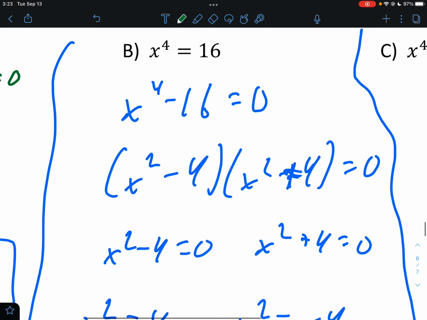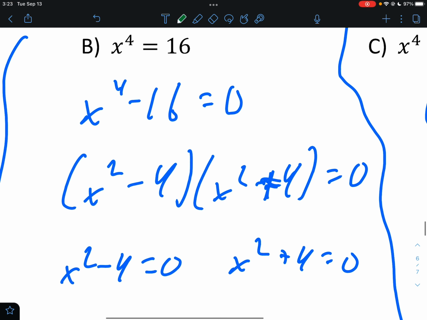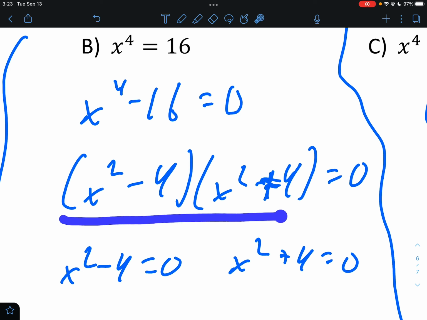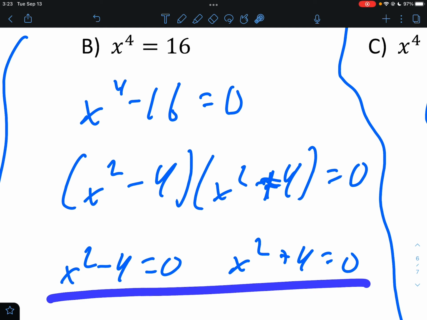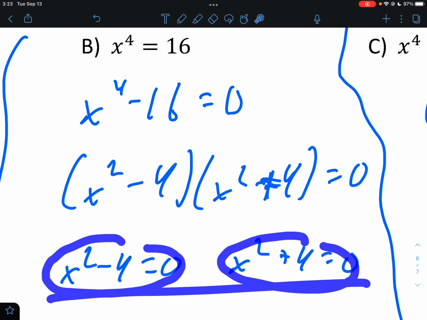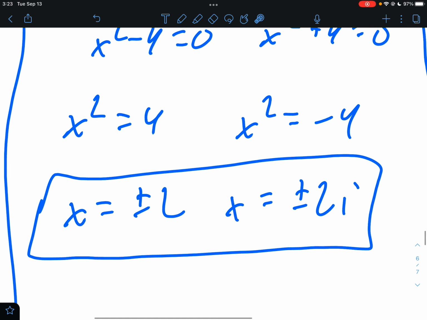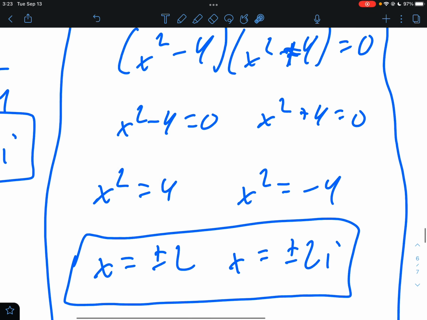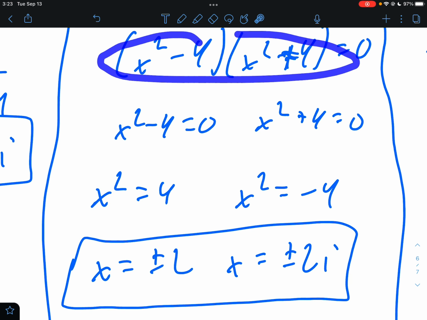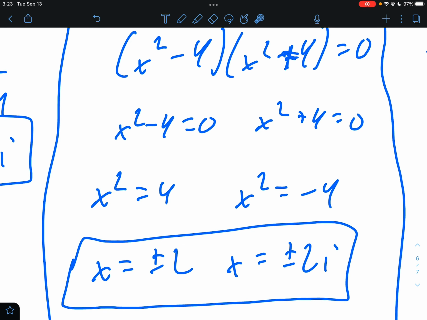The second one, we're going to start by bringing the 16 over and then factoring it in the real number system, and then setting each piece equal to 0. Now you could keep factoring both these if you want, or you can use square root method like I used here. So add 4, subtract 4, take the square roots, and those are your 4 answers. Or like I said, you could go back to this slide and continue factoring in the complex number system.